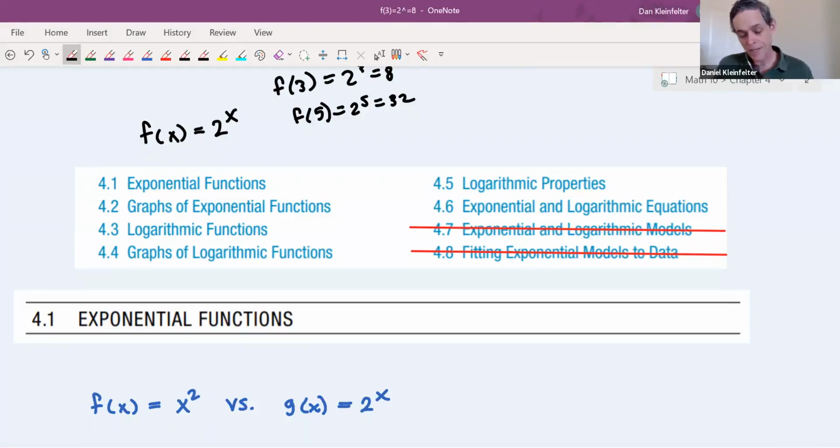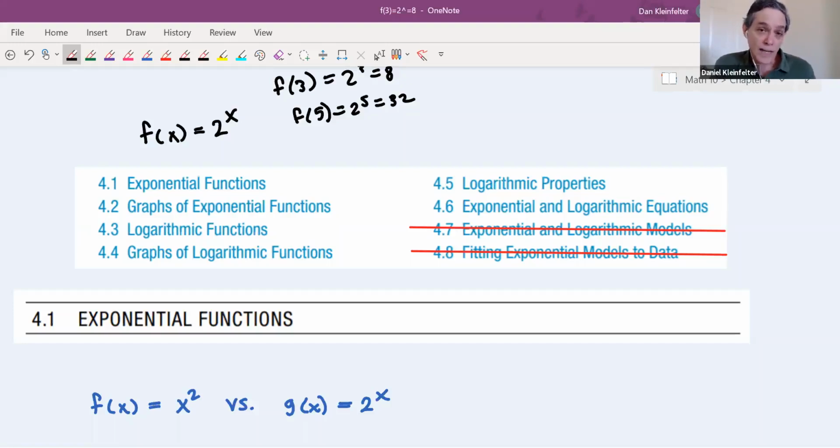called an exponential function. This first section, 4.1, we'll look at the definition for exponential functions. We'll look a little bit at what their graphs look like, and a lot of applications. Section 4.2 is shorter and focuses on the graphs of the exponential functions.